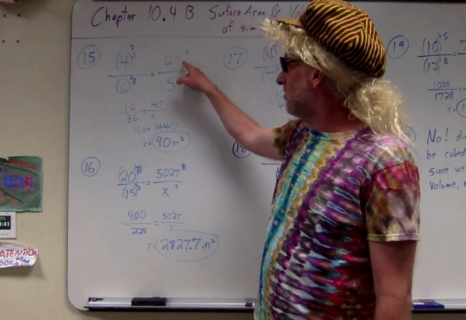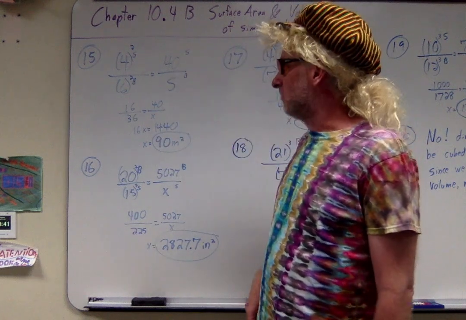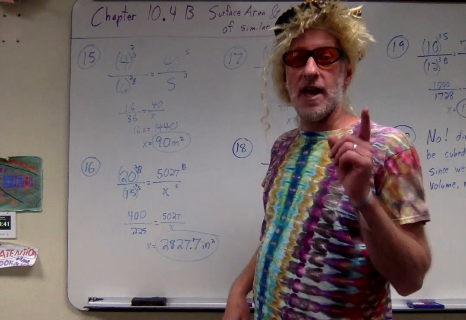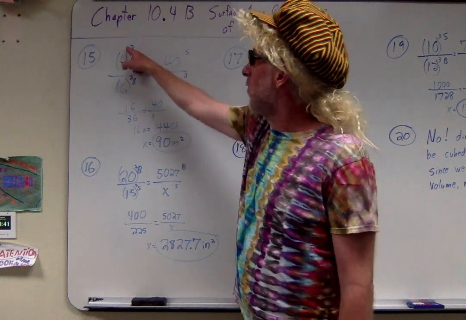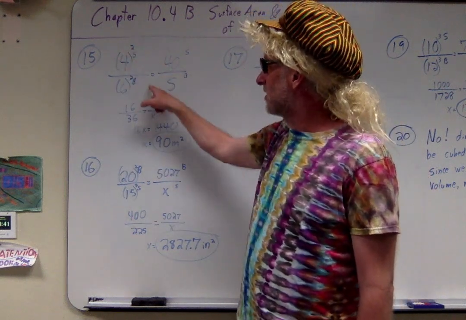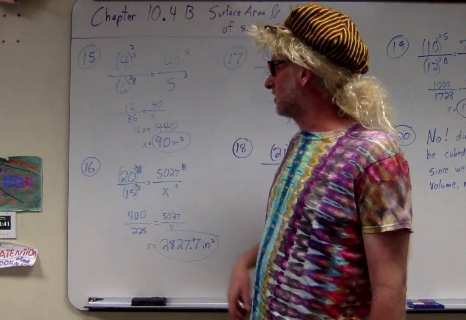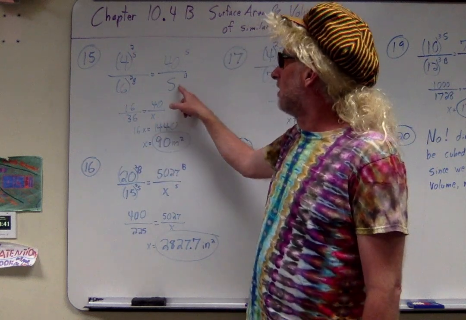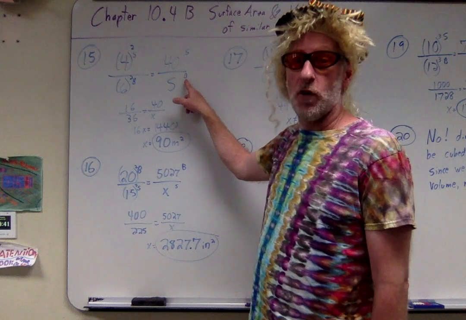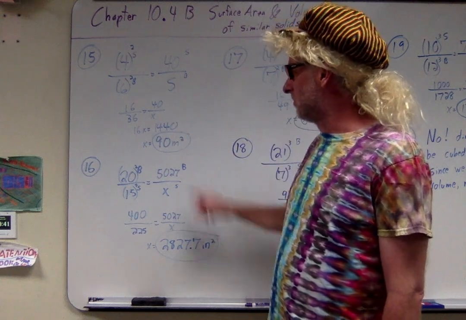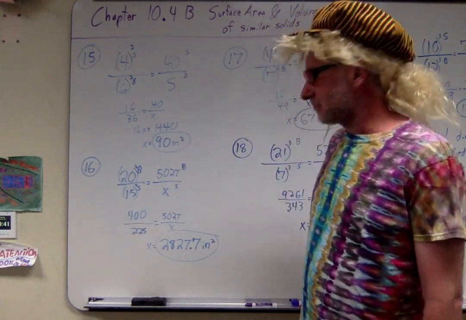The smaller prism had a surface area of 40. Well, if we're talking surface area, area's got to be squared, so let's square those dimensions. That makes my proportion 16 over 36 equals 40 over that surface area for the bigger rectangular prism. I got 90 meters squared.